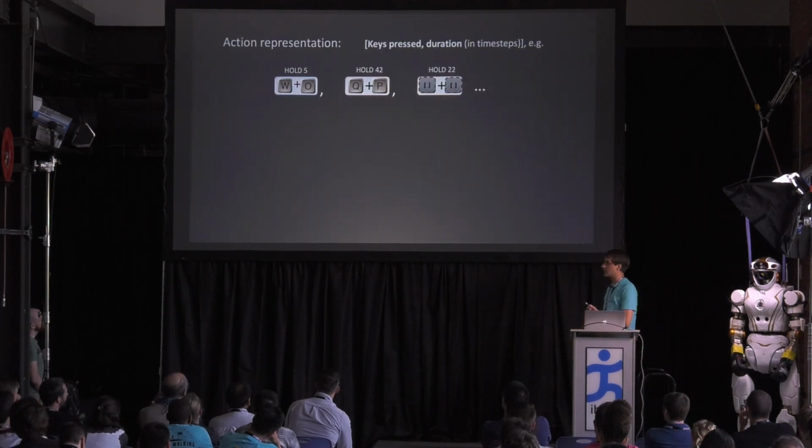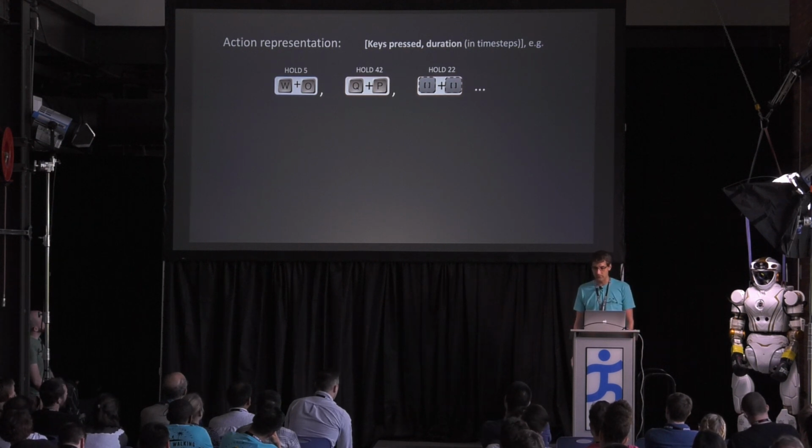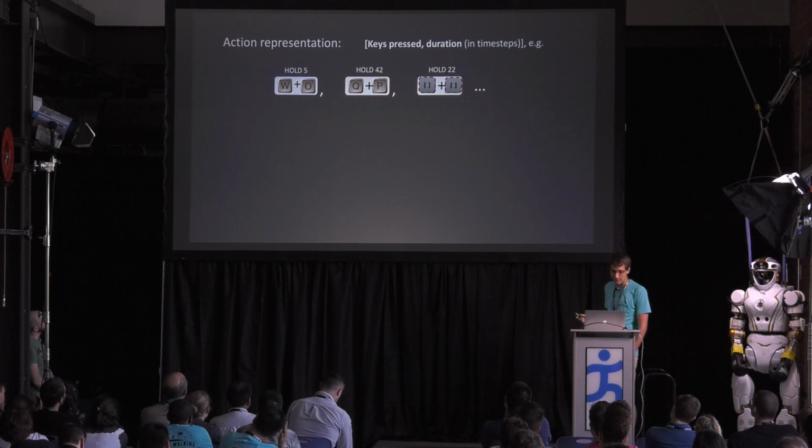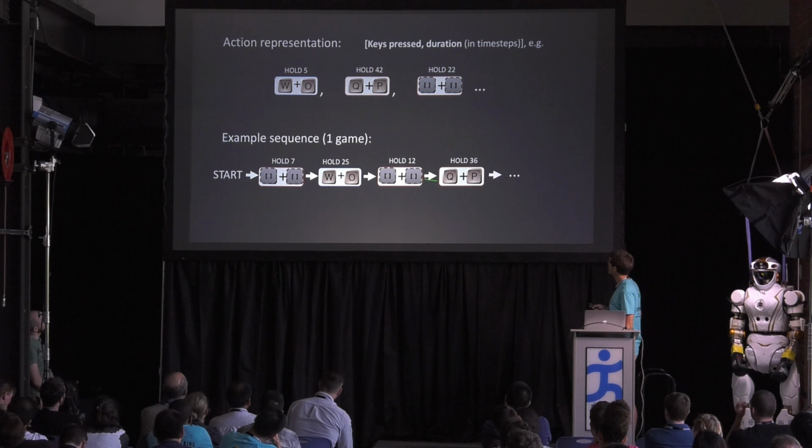So for finding the trajectories, there are a lot of ways we could parameterize an action in the game, but I chose to do it where it's keys and how long you hold it down for in time steps of the physics engine. For example, hold W and O for 5 time steps. We can string a bunch of these actions together to make a sequence. So that would represent a game if we went on forever.